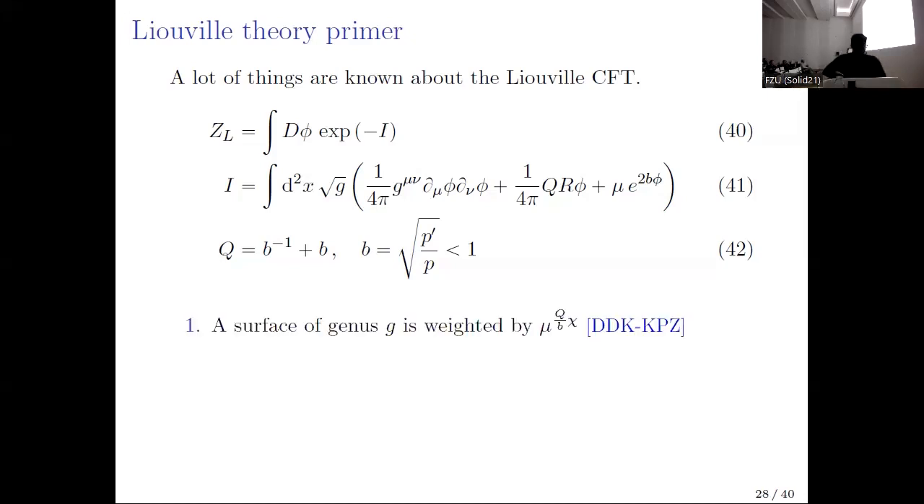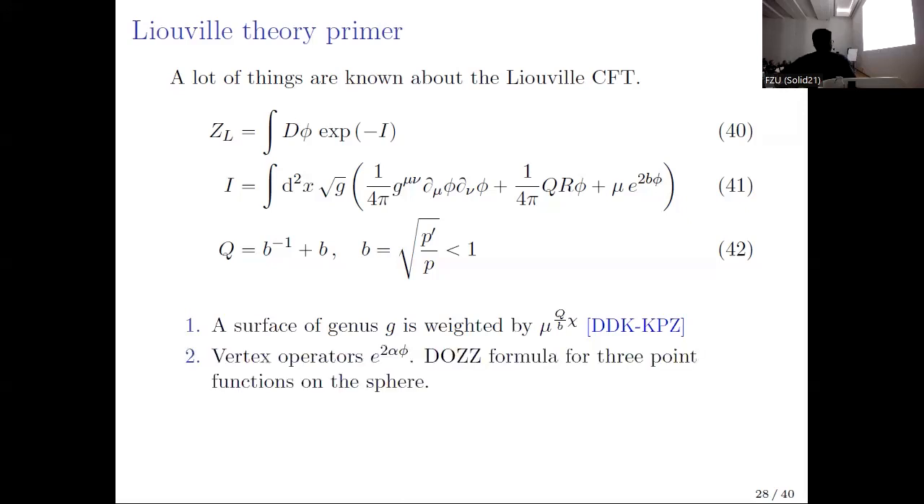The DDK scaling or the KPZ scaling tells us that a surface of genus G is weighted by mu to the Q over b times chi. Mu to the Q over b is the string coupling. There are vertex operators in this theory which look like e to the 2 alpha phi. You can think of alpha as some complexified momentum. And we have the DOZZ formula for the 3-point functions on the sphere.